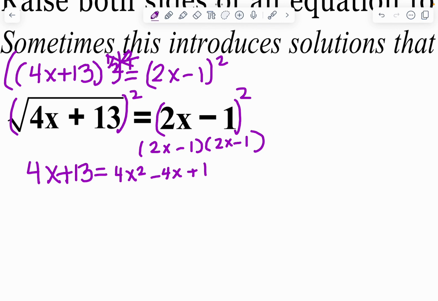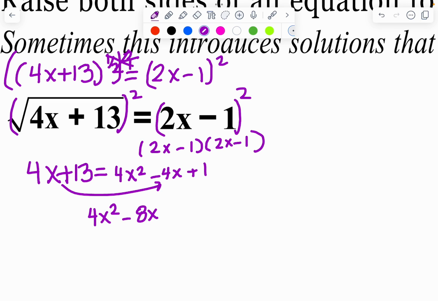So now when I solve this, this is a quadratic. So I always want my x squared positive. I always want that positive. Okay, so now I am going to keep that on that side and bring over this 4x. So when I subtract that, that becomes negative 8x. And I also subtract a 13. So I have 1 minus 13, which is negative 12, equals 0.